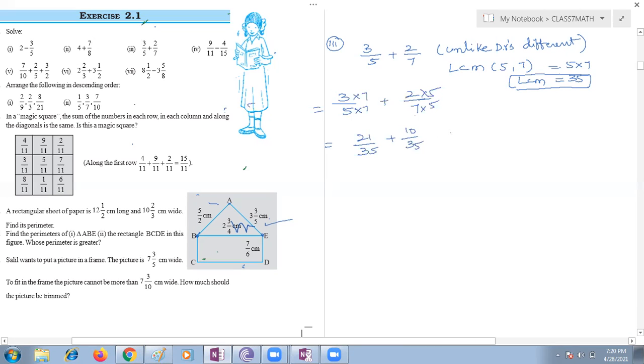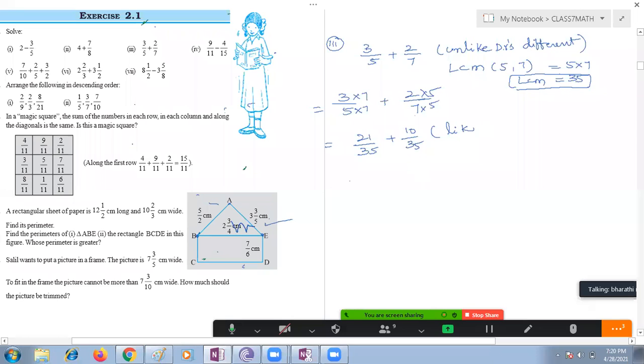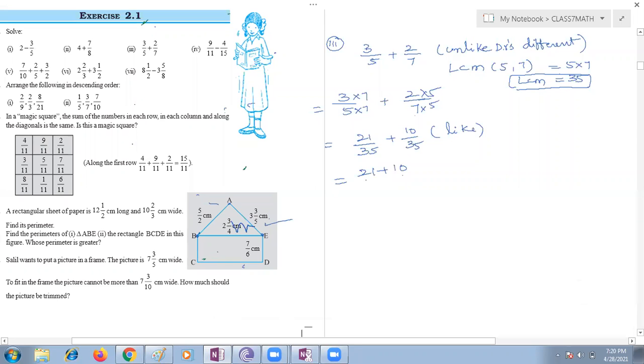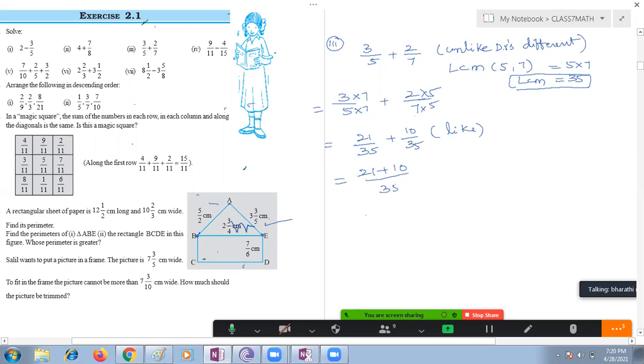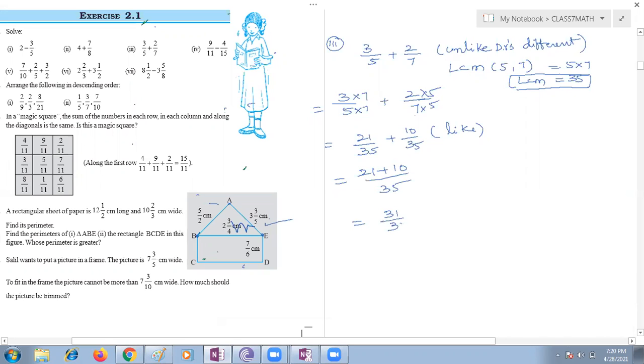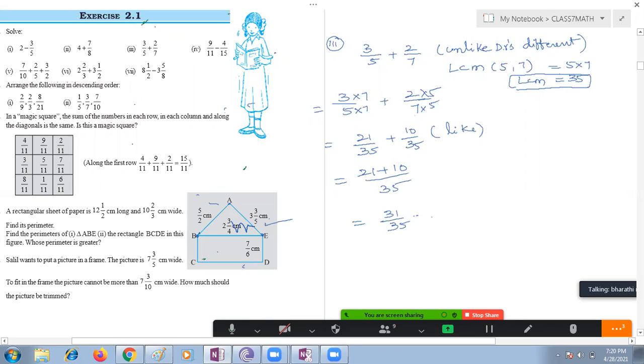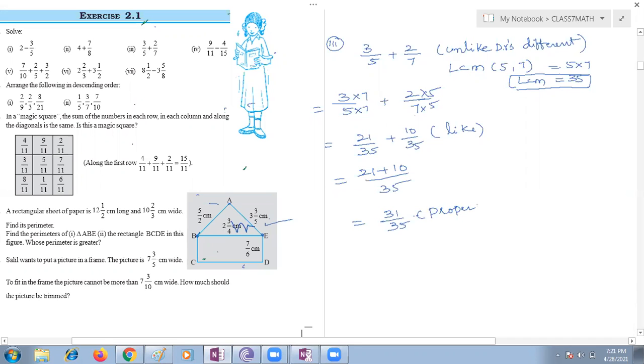Since both are like fractions, we can add now by adding numerators. 21 plus 10 together, and the common denominator you're supposed to write. 21 plus 10 is 31 by 35. So it is a proper fraction. You can stop here. Why? Because this is a proper fraction. Already it is wearing the proper uniform. That's why no need to disturb. This is a proper fraction. You just leave it like that. Only when you have an improper fraction do you have to convert it into a mixed number.